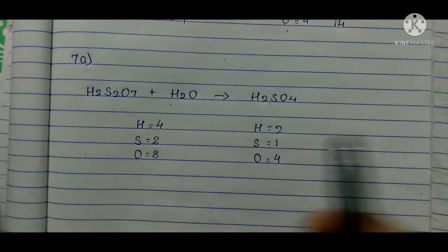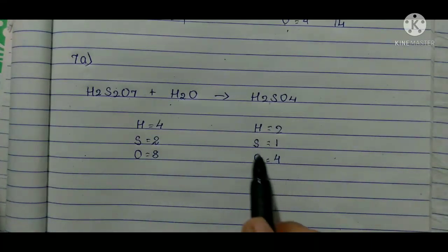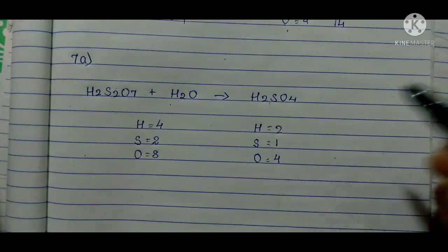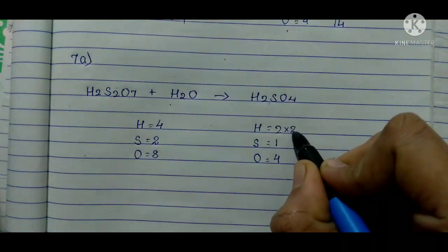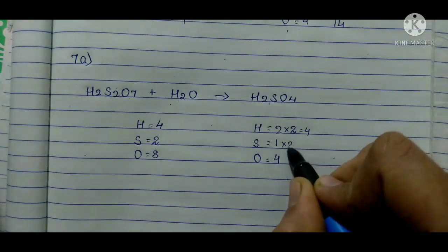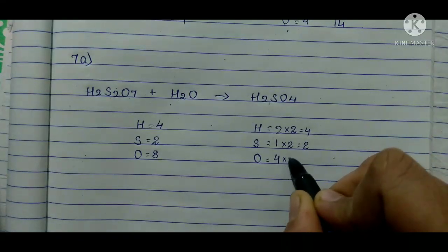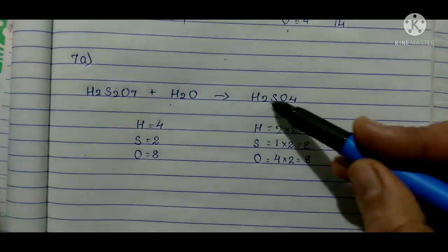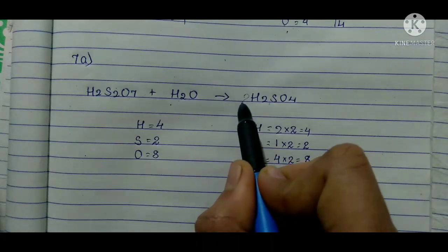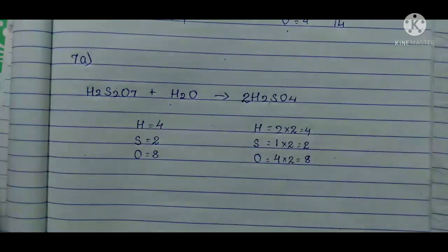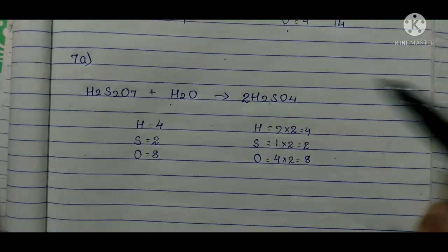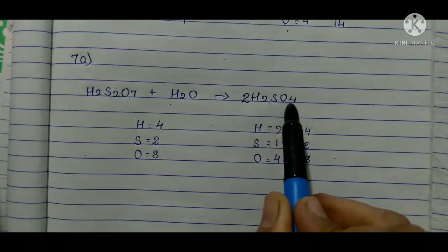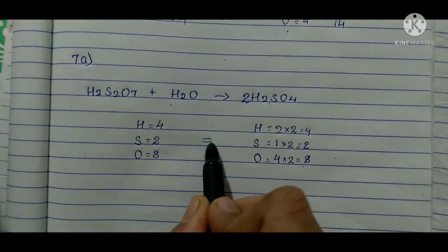So there is some common factor here. As soon as you see the numbers, you will find a common factor. That common factor is multiplication by 2. If I multiply 2 2s are 4. Multiply by 2, I will get 2. Multiply by 2, I will get 8. Okay, so where will I make the correction? I will make the correction here. I will write 2. Everything is multiplied by 2, so I will write 2 over here. Just see the numbers: hydrogen 4, sulfur 2, oxygen 2 4s are 8. So our equation is balanced.